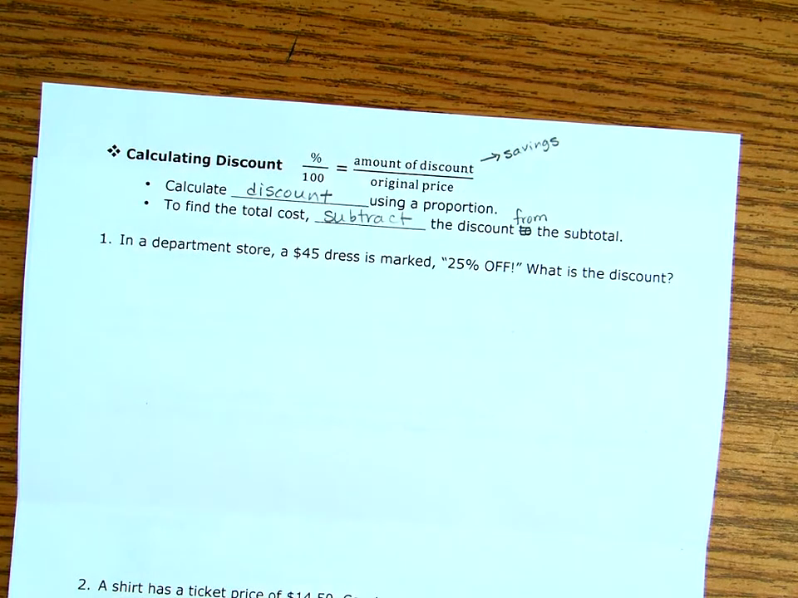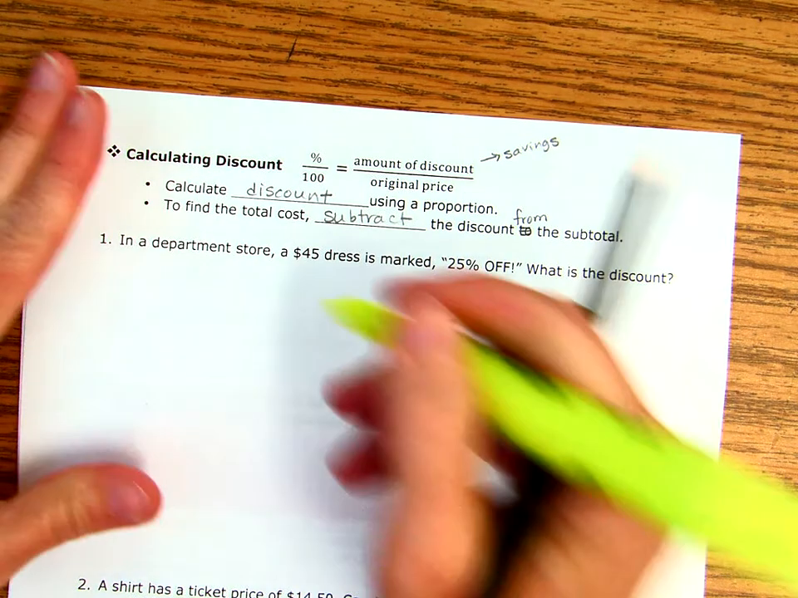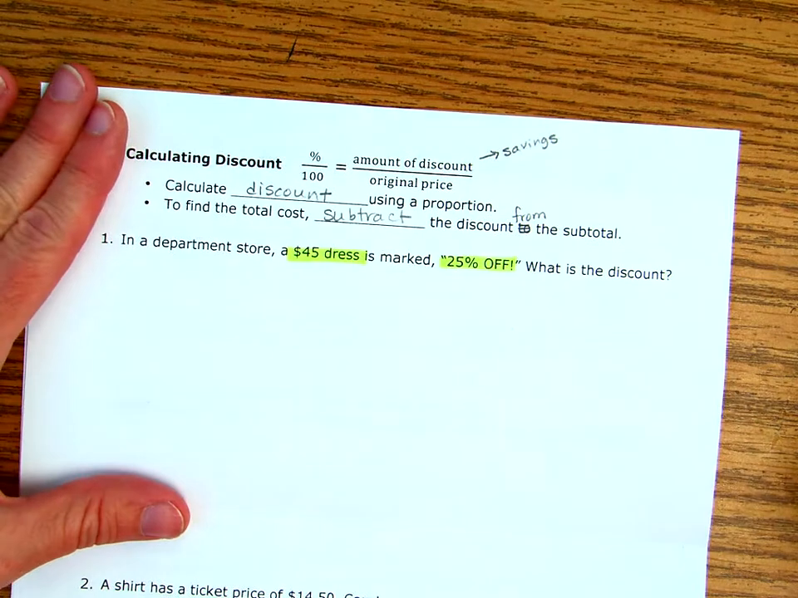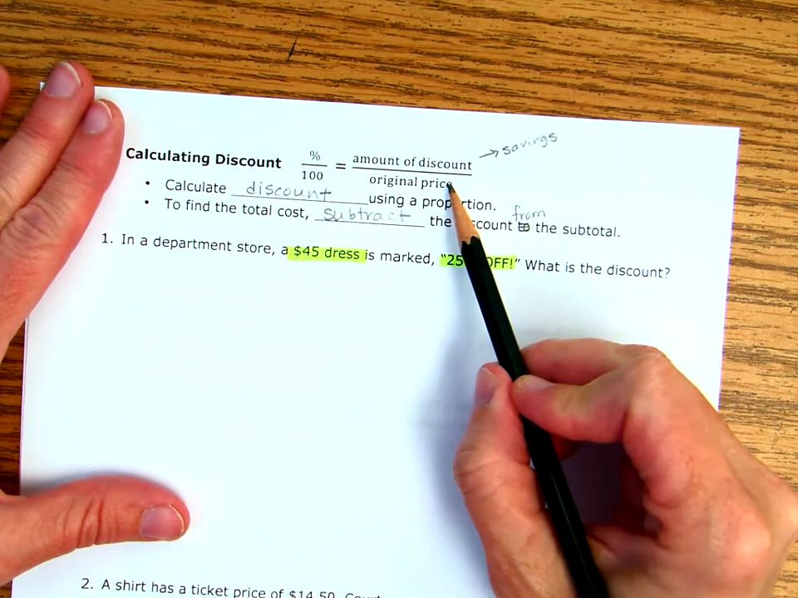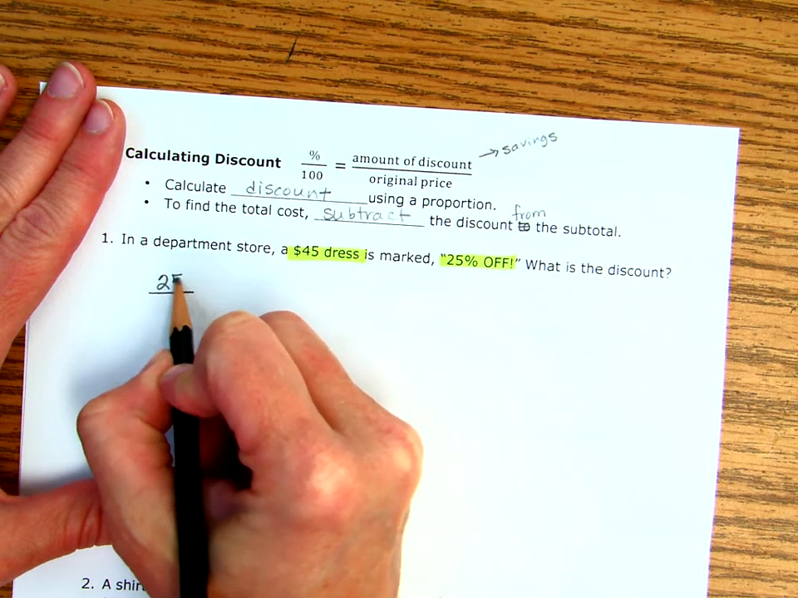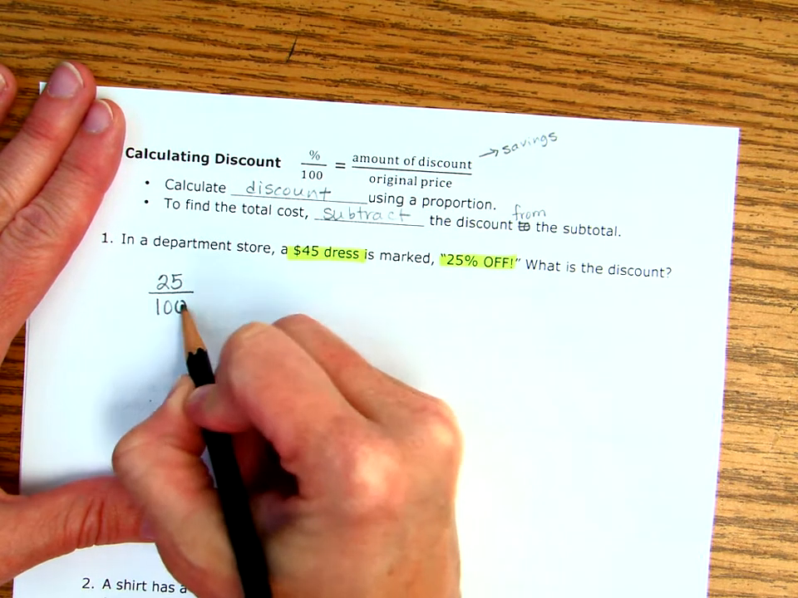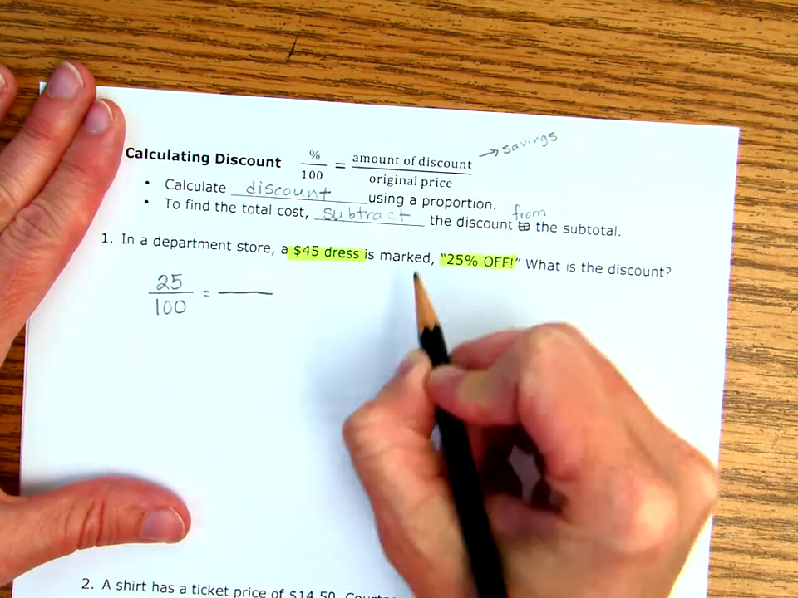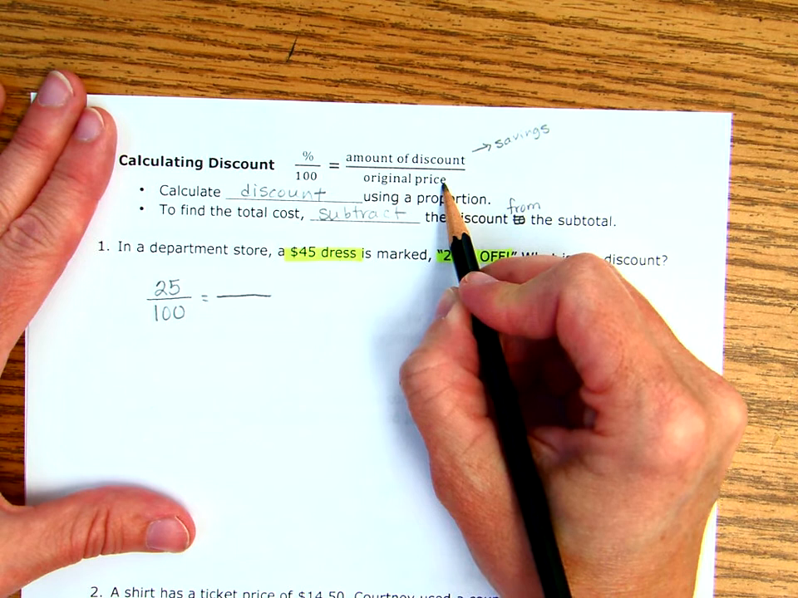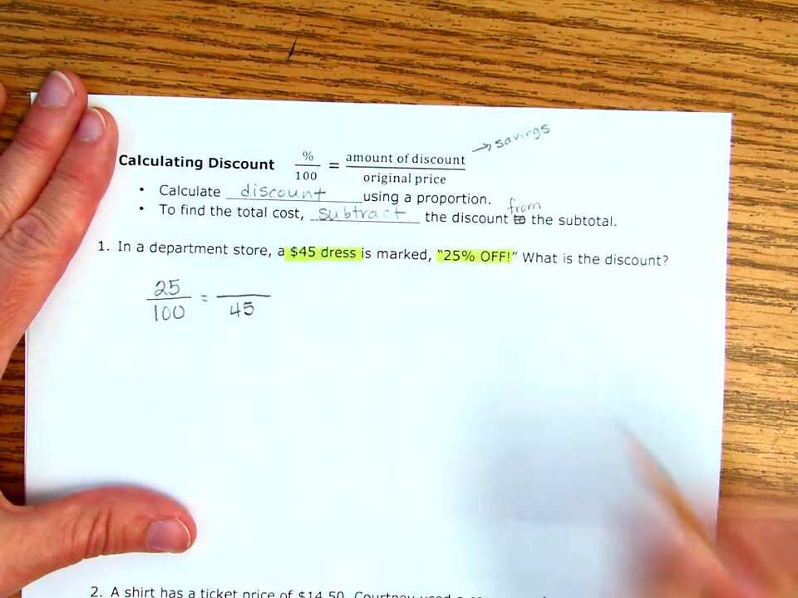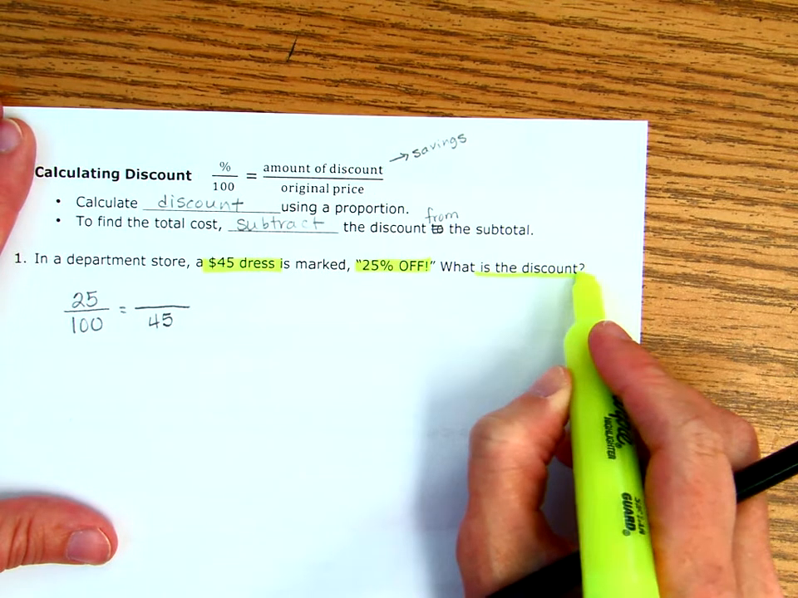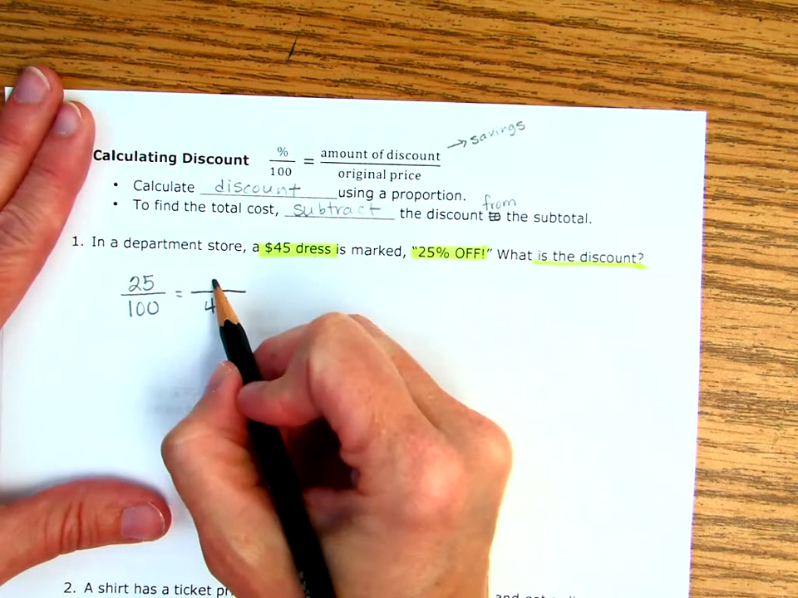So starting with this first example, in a department store, a $45 dress is marked 25% off. So $45 is the original price. So setting up our proportion, we have the percent, 25 over 100. We have the original price, which goes in the bottom portion of this ratio, $45. And we're trying to find the discount. The discount goes on the upper section of our proportion here.